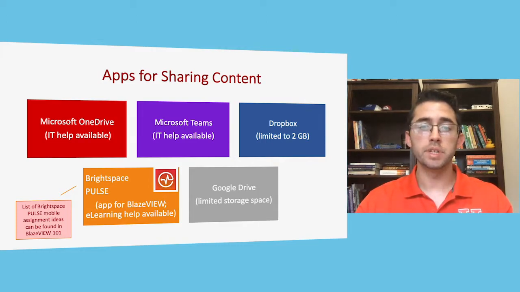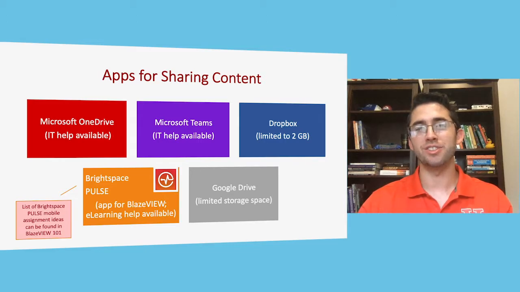We have BlazeView. So this is within the Brightspace Pulse app, which is supported by the Center for eLearning here at Valdosta State University. If you'd like assignment ideas related to using Brightspace Pulse and BlazeView in general, you can go to the BlazeView 101 course shell that you should have access to. If you don't, just make sure to send an email to elearning@valdosta.edu and they can help you out.